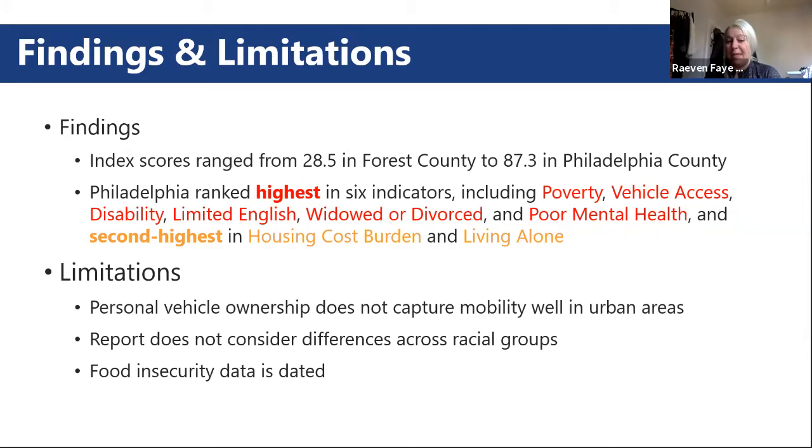Many of the rural counties tend to have very large proportions of white individuals and very little racial or ethnic diversity. And then the food insecurity data that we used from the USDA's database is pretty outdated as far as comparing that to the most recent ACS data.